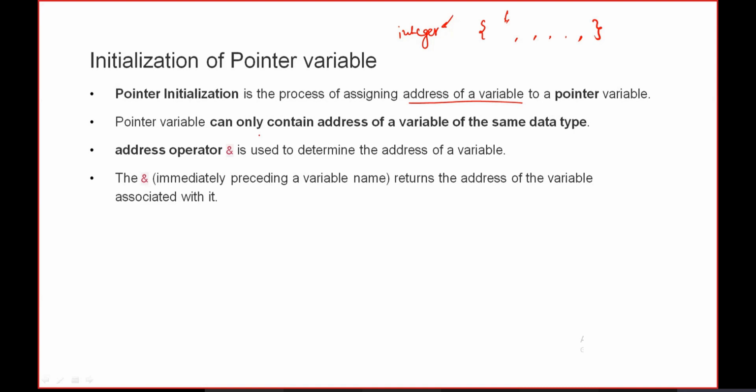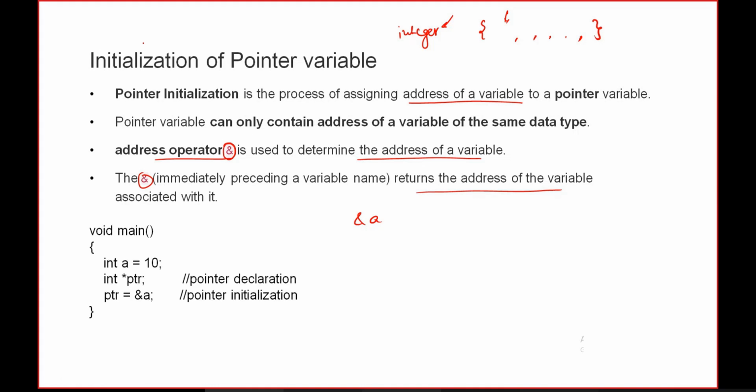Right? So we use the address operator we just now saw. Ampersand is called the address operator, used to determine the address of any given variable. Preceding any variable name, if we use this ampersand operator, then it returns us the address of that given variable, right? Like we say &a, so it gives me the address of a. We all know it. Yeah, simple. A pointer is declared and the pointer is initialized.